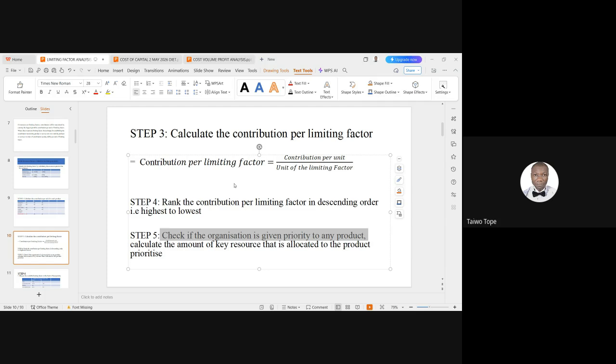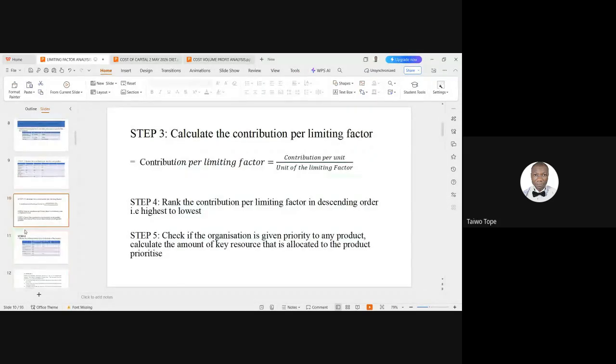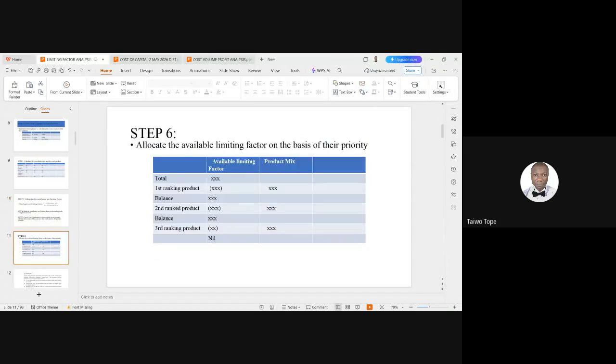Calculate the amount of key resources that is allocated to the product prioritized. So the resources allocated to the product prioritized will be deducted from the overall available resources. What is left will be what you will spread across your normal production. So once you do that, step 6, that is where we have special order. Step 6, what will happen? You allocate the available limited resources on the basis of their priority.